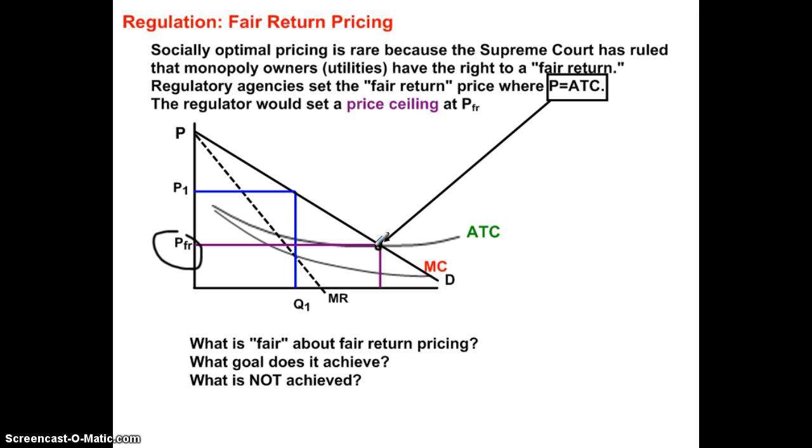So what's fair about fair return pricing? What's fair is the monopolist gets to have a normal profit. The entrepreneur is getting paid as much to run Xcel, for example, as they would get paid to run anything else, or to be in their next best option. So this does achieve the goal of lowering prices and increasing output. However, because we're not all the way over here at the socially optimal price, we're still not allocatively efficient.